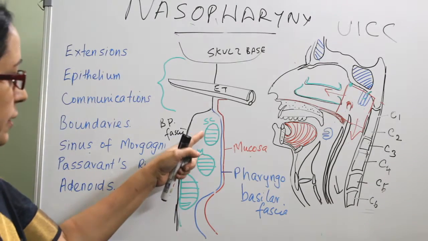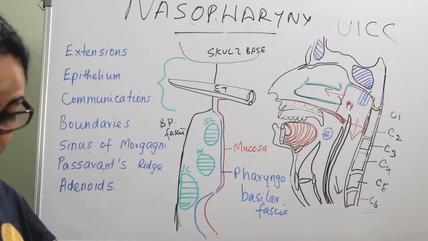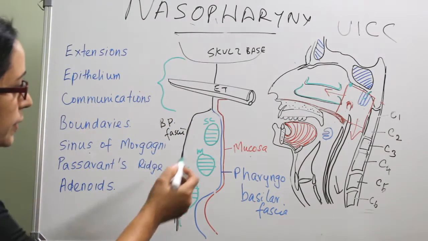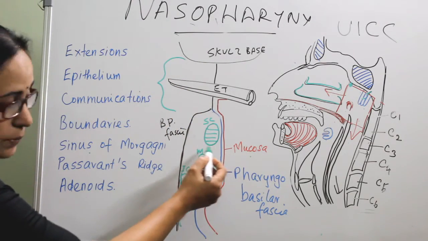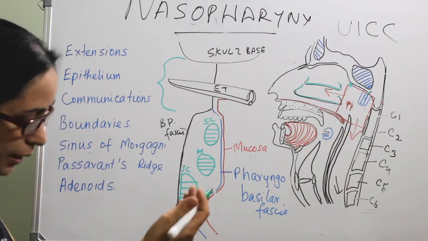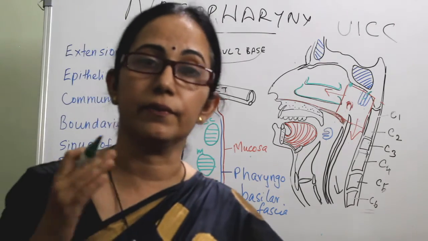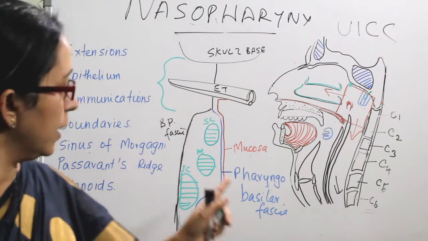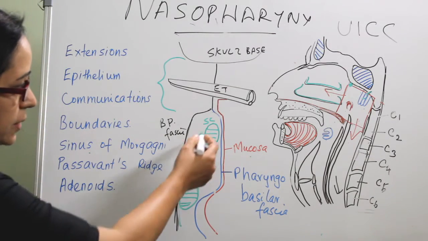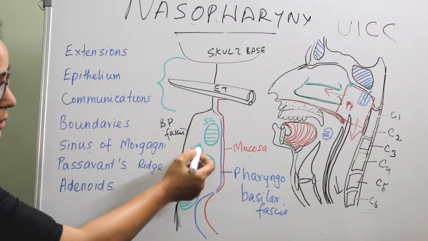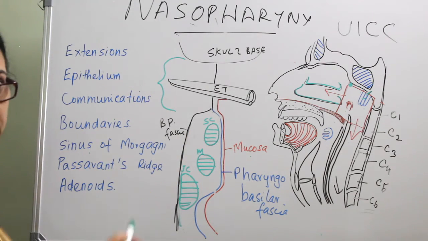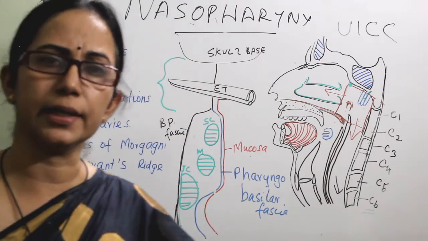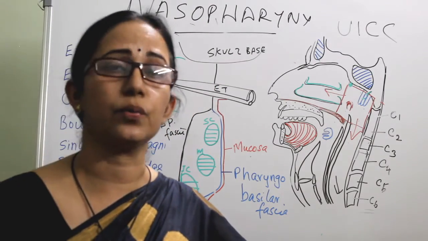There are 2 layers of muscle coat: an outer layer of horizontal circular muscles, and an inner layer of vertical muscles. The outer layer forms the horizontal fibers, that is the superior constrictor, middle constrictor, and inferior constrictor. And what forms the vertical inner layer? That is formed by the stylopharyngeus muscle.